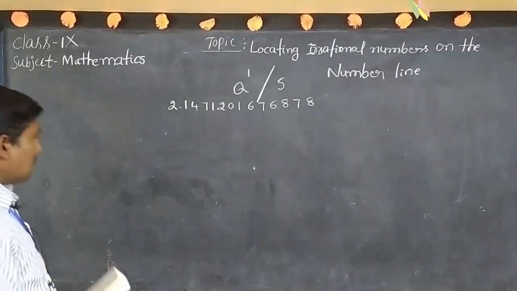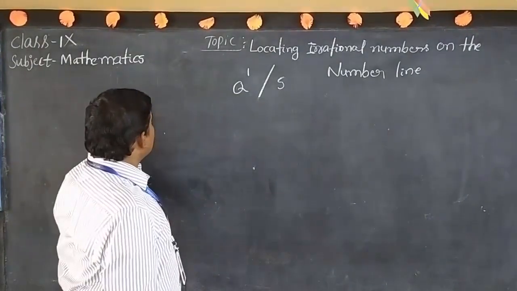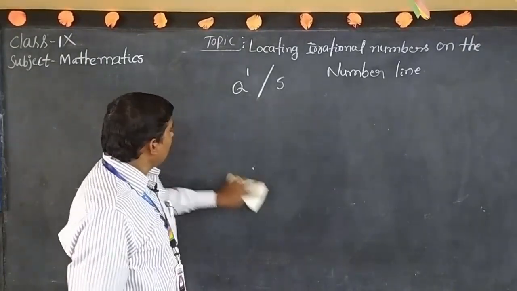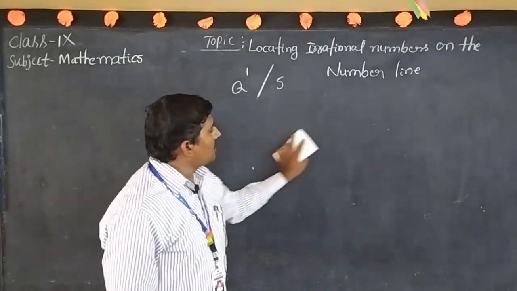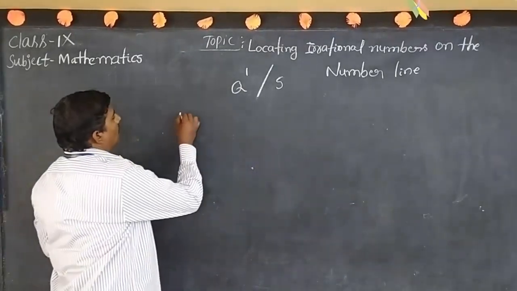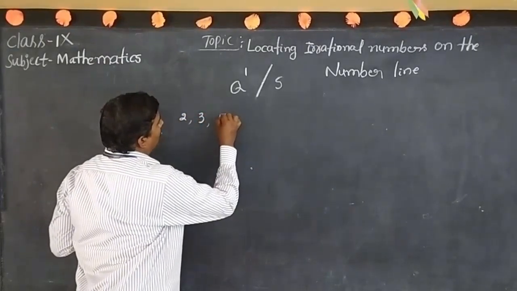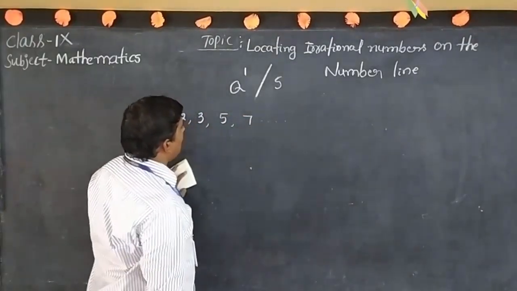Okay, we will see. One is the number neither prime nor composite. For example, say here 2, 3, 5, 7, like that. So many numbers are there.